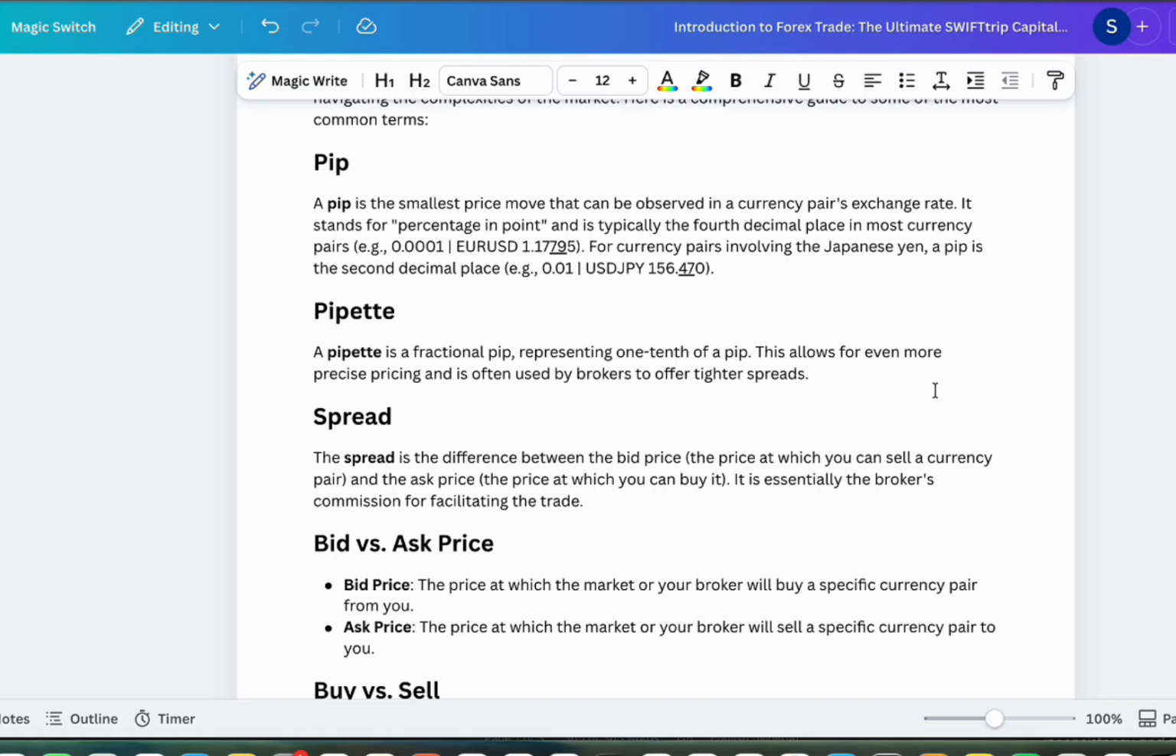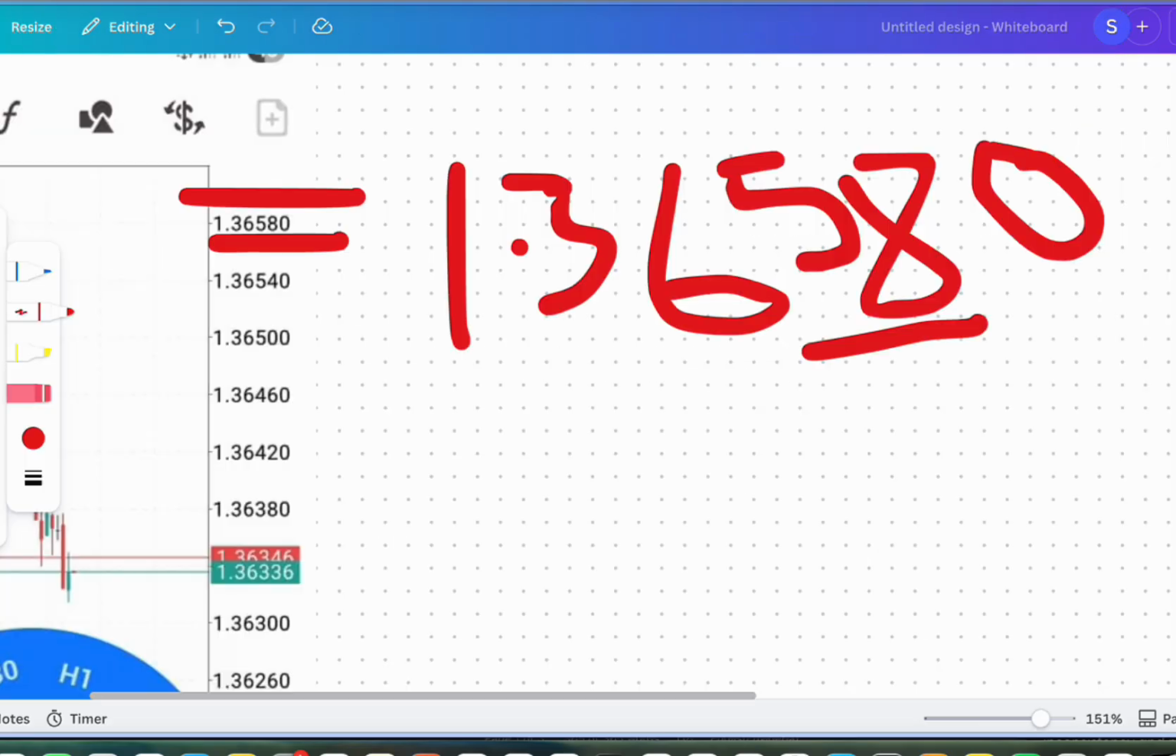So now I made mention of spread, and number 3 is the spread. What is a spread? First, let's go check what the pipette is, since we've called it a fractional pip representing 1/10 of a pip. So it would make sense when we now explain on the screen.